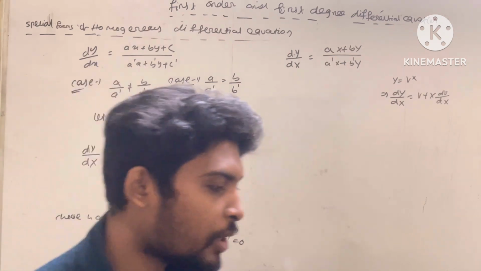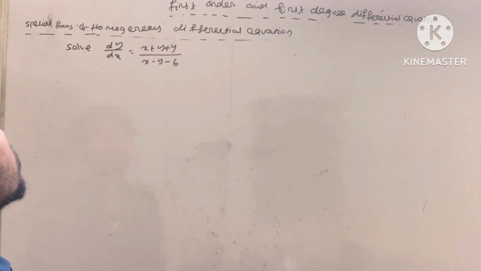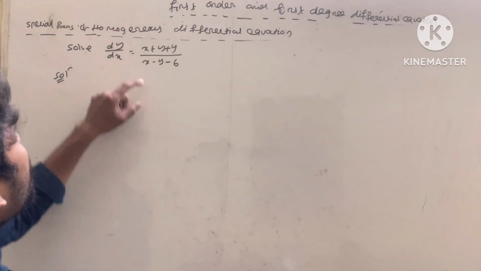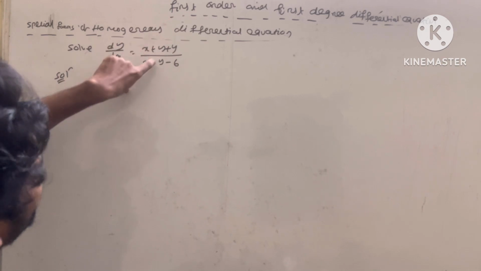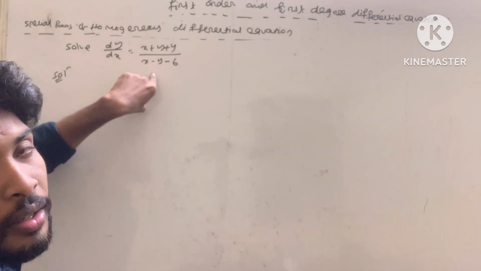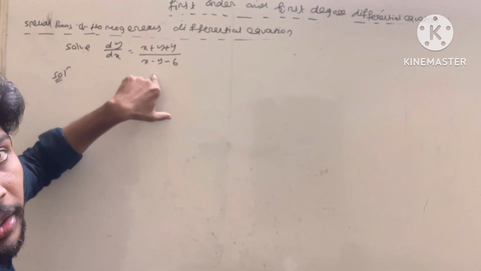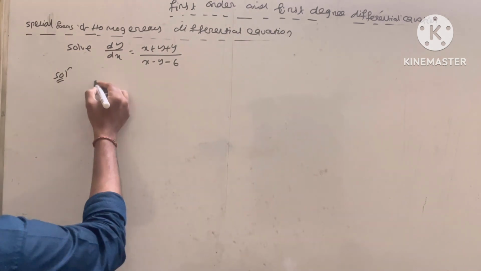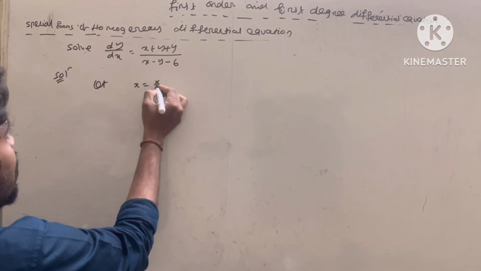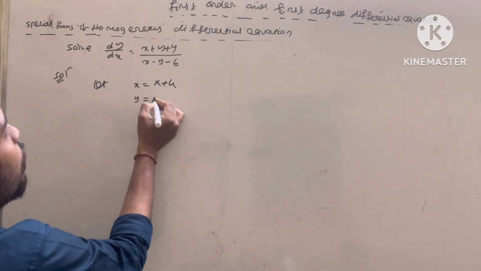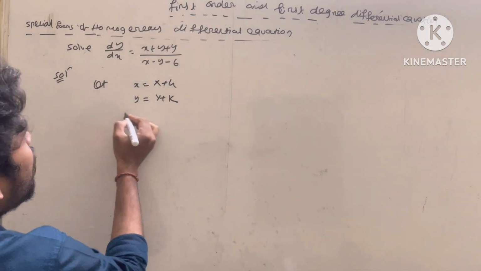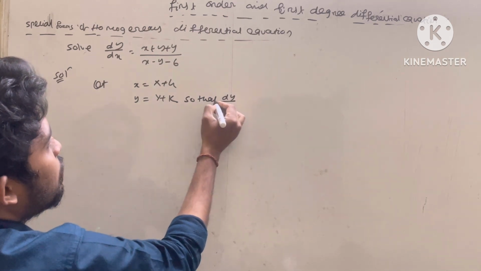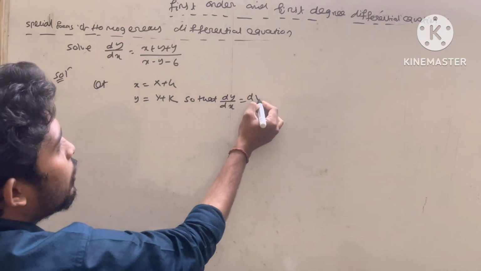So look at the example here. Let's look at the problem. First of all, check it here. This is 1 by 1 and this is 1 by minus 1. So this is actually the first case, that means a by a' unequal to b by b'. In that case, you have to choose small x equal to capital X plus h and small y equal to capital Y plus k, so that small dy by dx becomes capital dY by dX.